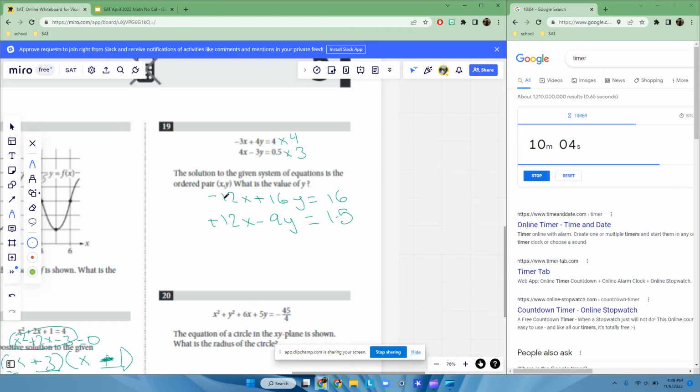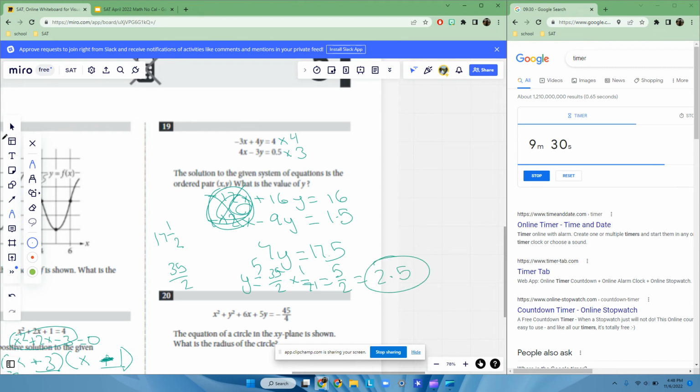Now, since we're going to add these, the x terms are gone. We don't need x anyway. And when we add these, we get 7y is equal to 17.5. So y is equal to 17 and a half. You can make it a fraction just to make it easier, which is 35 over 2. So 35 over 2 times the reciprocal of 7, 1 over 7, you could cross multiply, and your answer is 5 over 2, or you could write it as a decimal, 2.5.